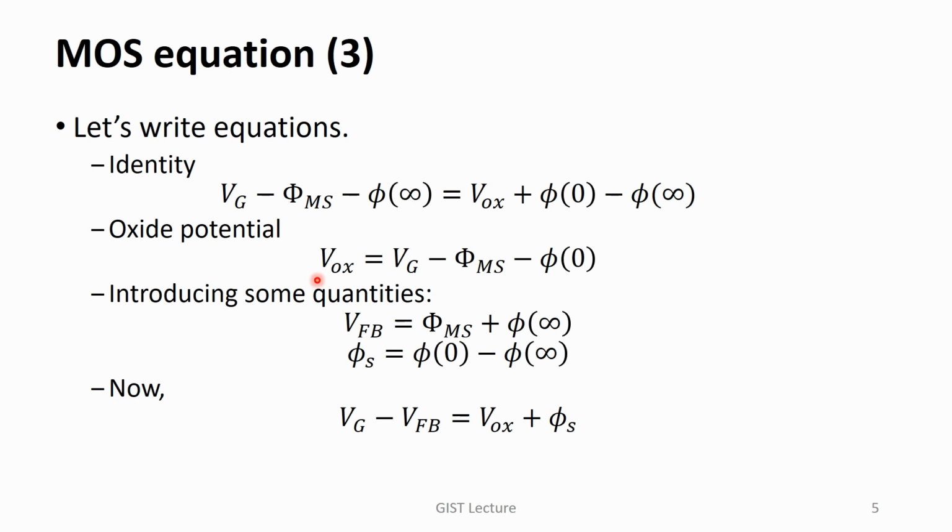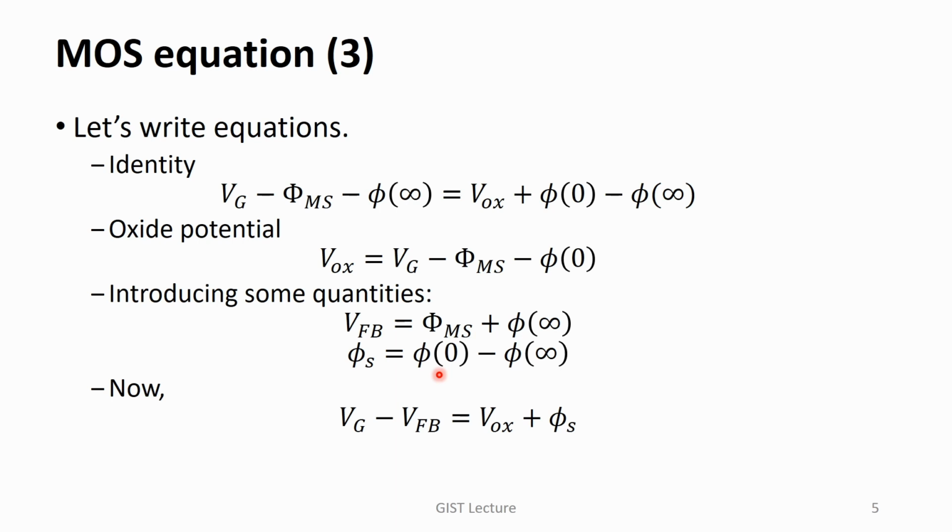In order to simplify the notation, we introduce two quantities. One is flat band voltage. When the gate voltage is the flat band voltage, the band profiles inside the semiconductor region become flat. Another one is the surface potential. Since the interface is located at x equal to 0, phi 0 is the surface potential.